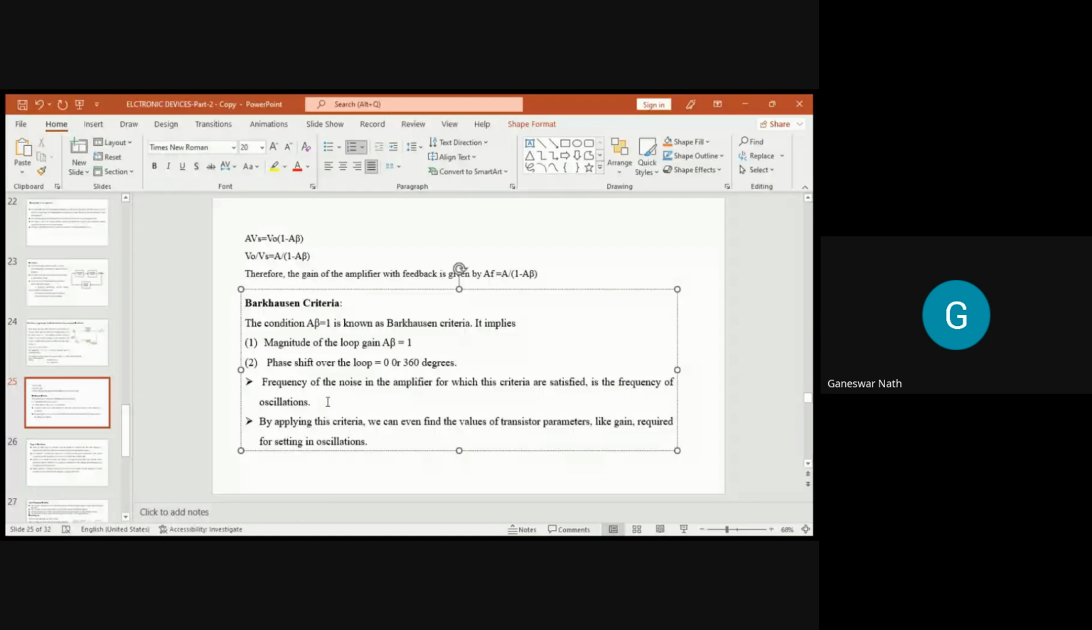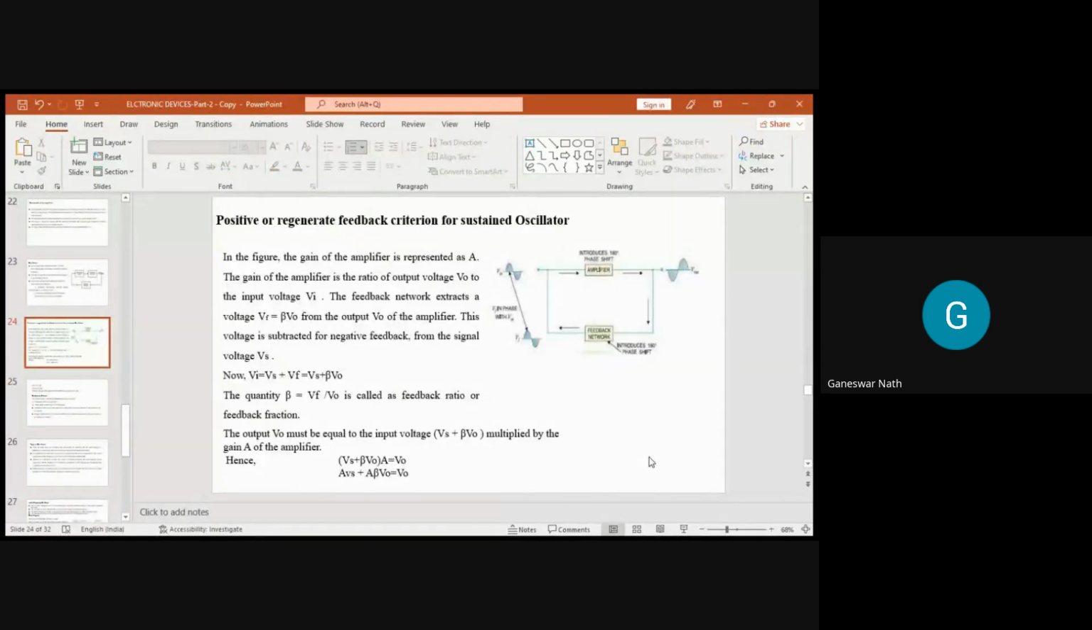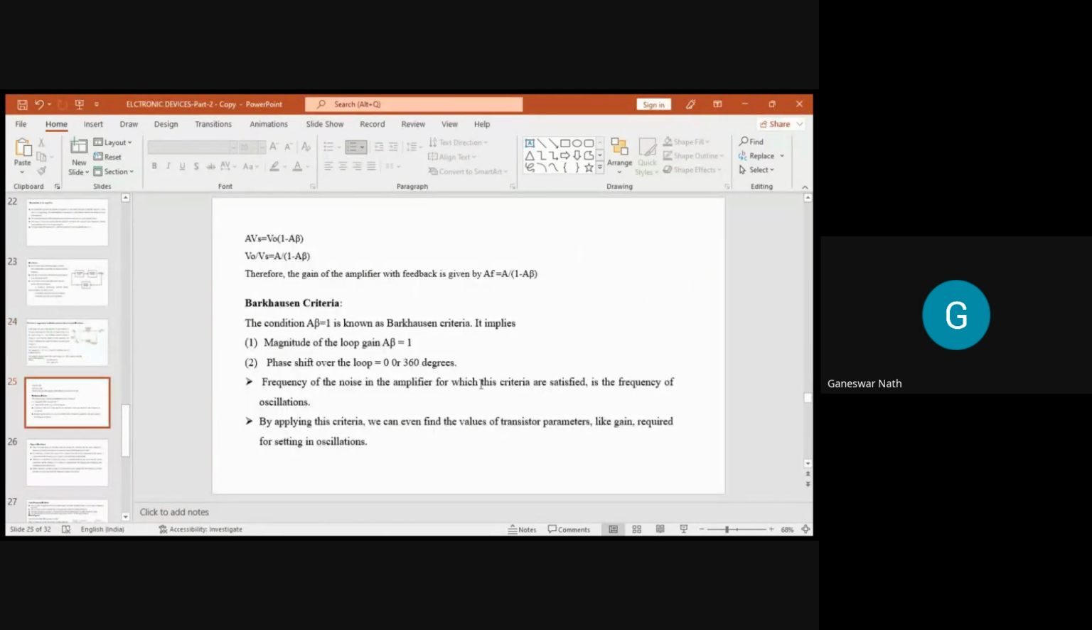Then the frequency of the noise in the amplifier for which these criteria are satisfied is the frequency of the oscillations. By applying this criterion we can even find the values of transistor parameters like the gain required for setting the oscillation. So you may find a question: what do you mean by the feedback criterion for sustained oscillation, and hence derive the Barkhausen condition for sustained oscillation with a suitable diagram. You can get this in the oscillator starting.